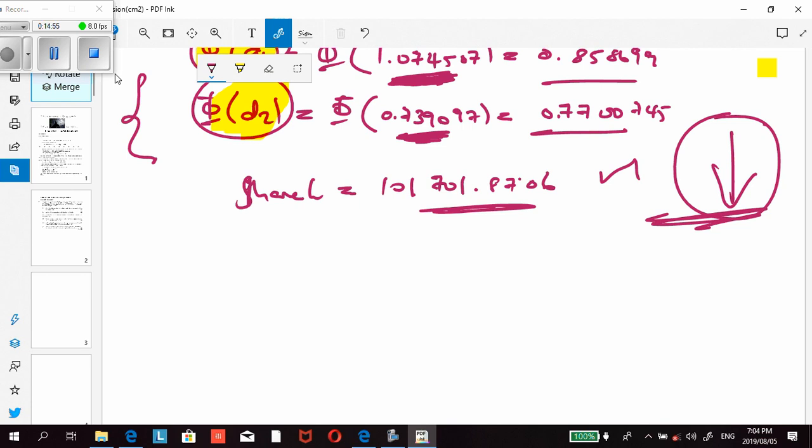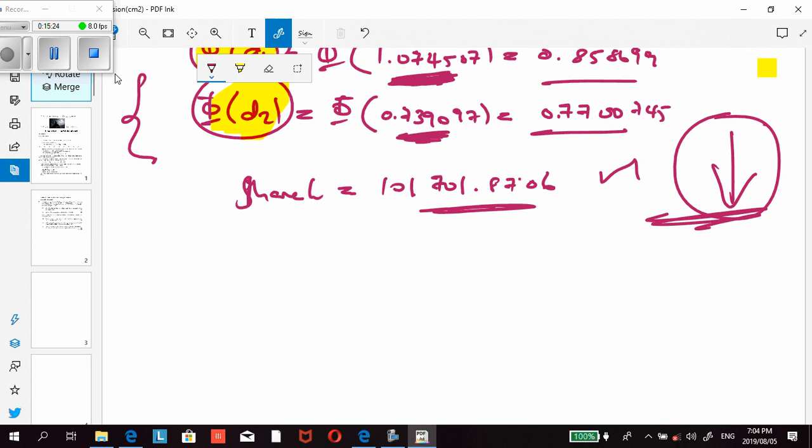Now, often the problem here is, what do I do? Do I increase the value of L, or do I decrease it? Do I increase it from 300,000, or do I decrease it from 300,000? So what do I do there? Unfortunately, you have to remember how the parameters of the Black-Scholes model affect the value of the call option.